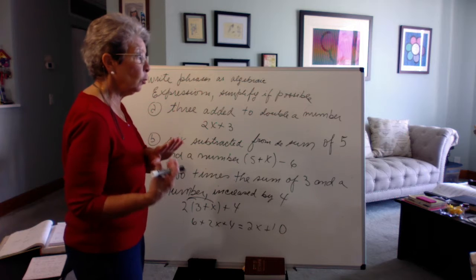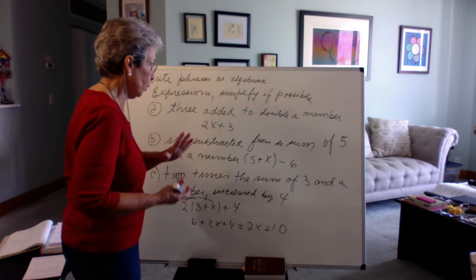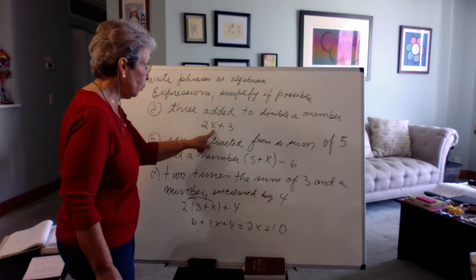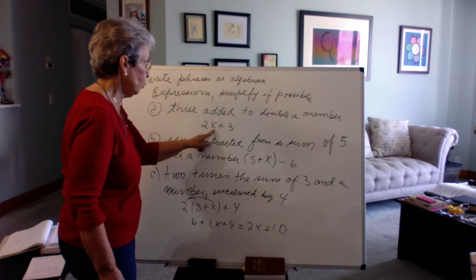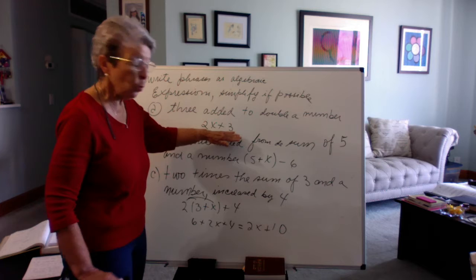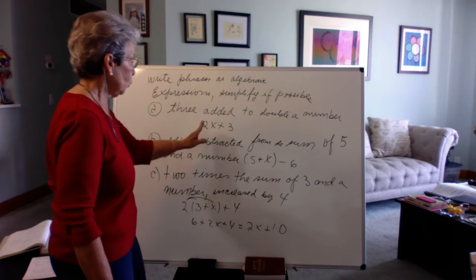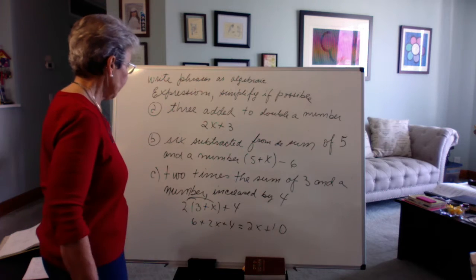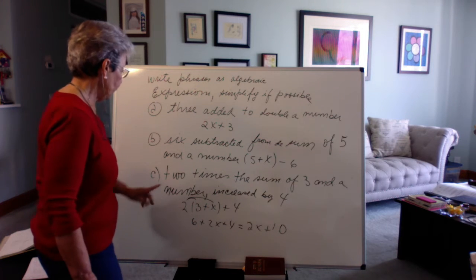3 added means that you have to add 3 to something. To what? To the double of a number. If we don't know the number, it is x, and double the number is 2x. In this case, this is the only thing you have to write: 2x plus 3, because you don't have another requirement. You don't have to solve anything.